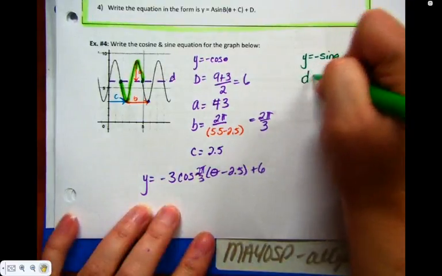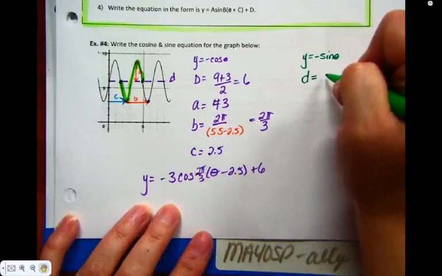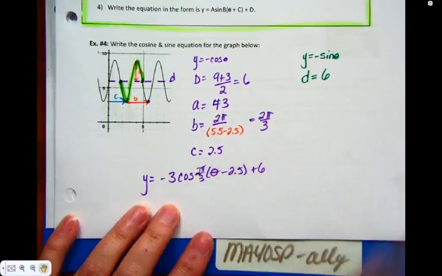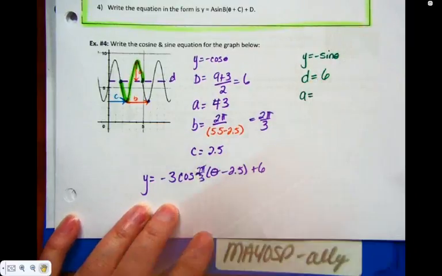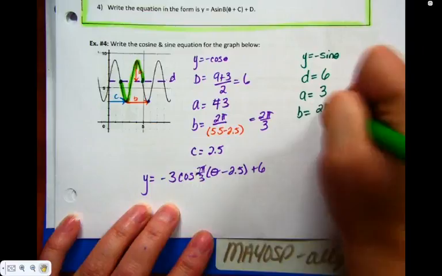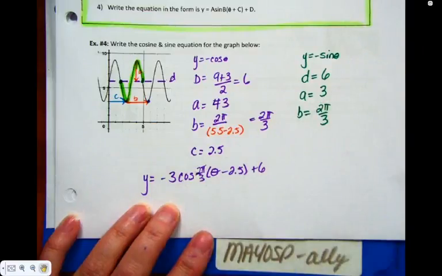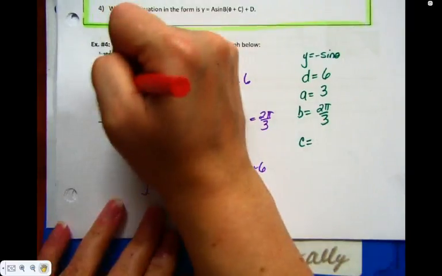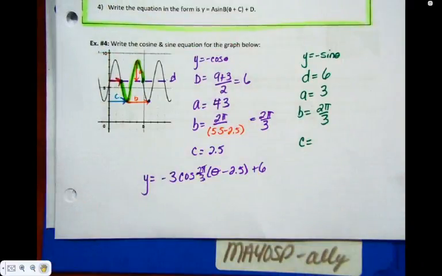What's the D value? 6. How do we know it's 6? Because it's exactly the same. What's the A value? How do we know it's 3? Because it's exactly the same. What's the B value? Because it's exactly the same. C is the only one that's going to be different. What's the definition of C? Y to the starting point. So we just need to know how much did we shove this guy over.